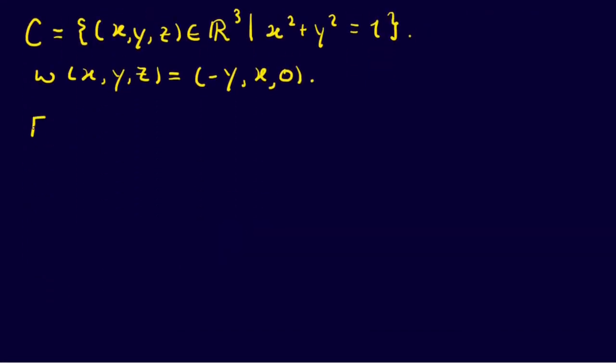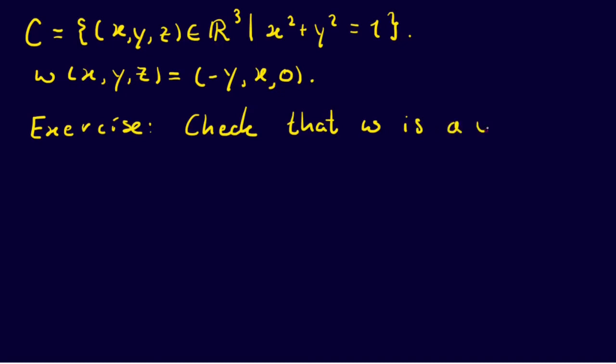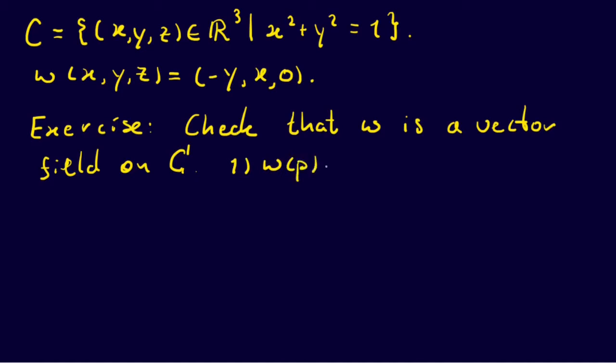Now I'll use this as an example, but it's a good exercise to check that I can actually do that, by which I mean check that W is actually a vector field on C. So that boils down to checking that W of P is in the tangent plane to S at P for all P in S, and that it's smooth.